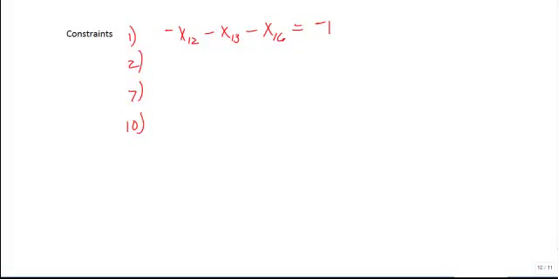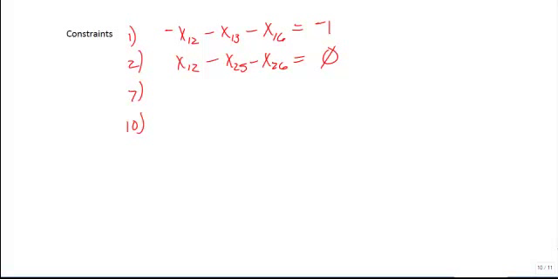At node 2, we have inflow to node 2, x12. Notice that it went out at node 1. It goes into node 2. That's the only inflow there. x25 and x26 are the outflows there, and it's neither a starting point nor a destination, so the supply demand will be 0.